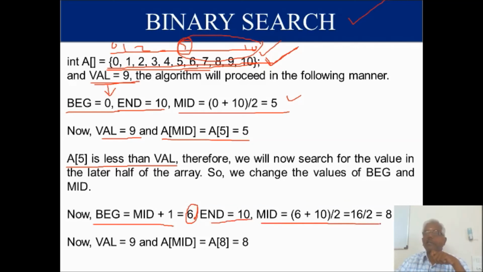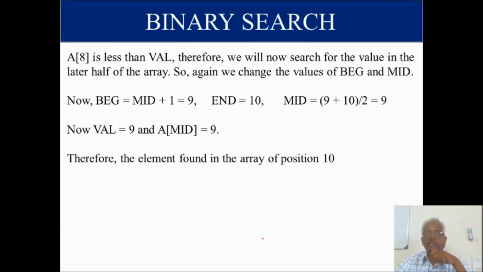Again I am going to calculate the mid value. Now it is 8. Once again I compare with the key value. It is not a match, so I go for either left or right. Now the key value is greater than the mid value. I go for the right side once again. On the right side the end is still the same but beginning is going to be mid plus 1. Now mid plus 1 is 9. Now what is the mid value? 9 plus 10 divided by 2, 9. Now my key value is 9, my A of mid is equal to 9, so both match.